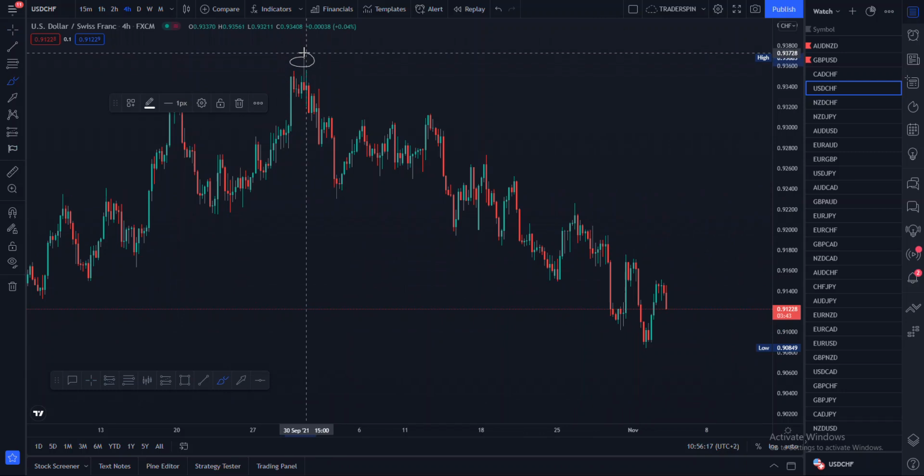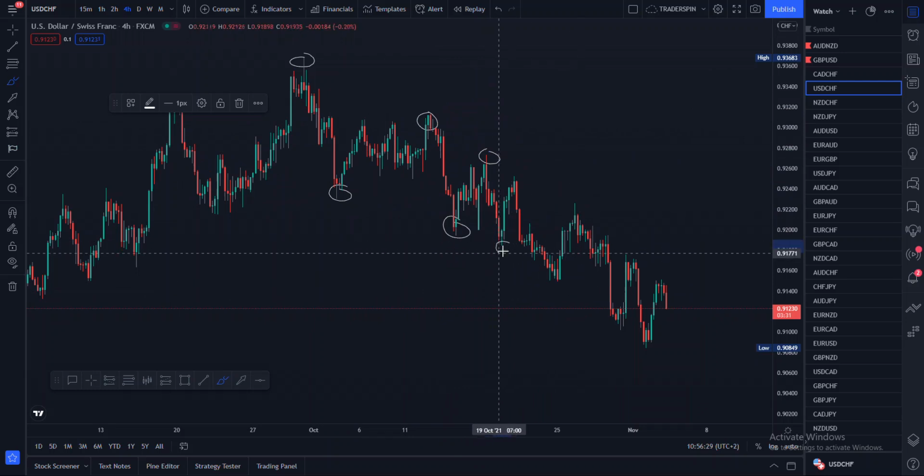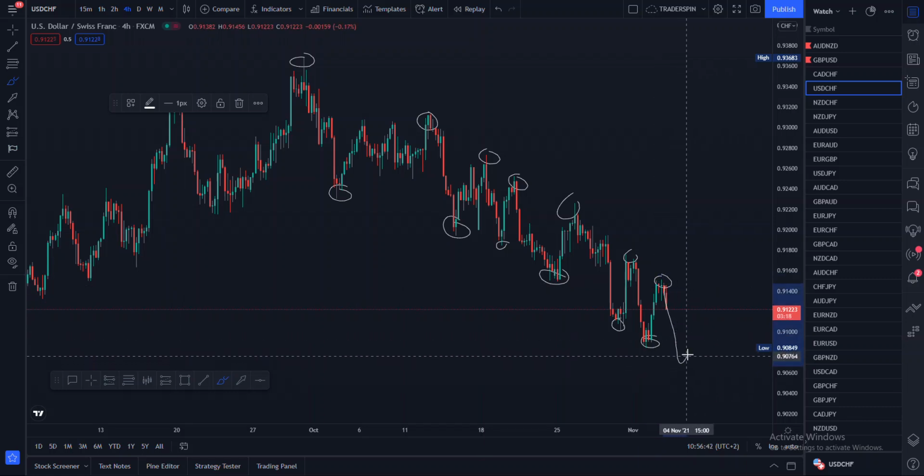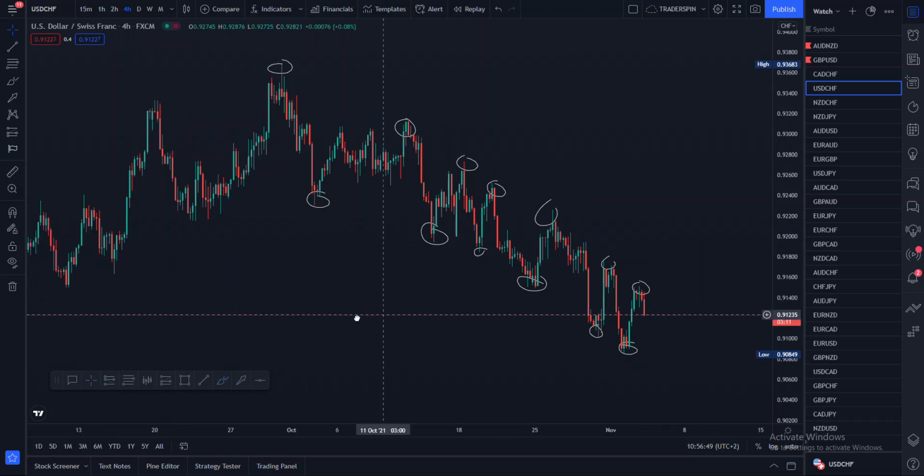We have this high here, we have this lower low here, this lower high there, this lower low there, lower high, lower low, lower high, lower low. And right now it seems like that's your lower high, and price seems like it wants to go down further, right? Simple stuff, you just need to understand price action.